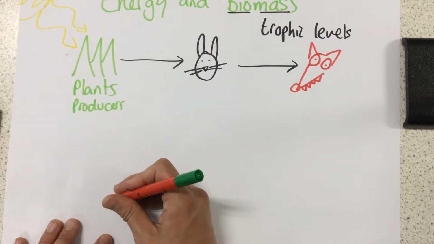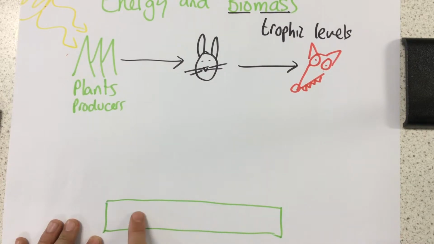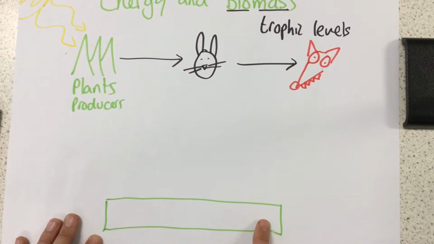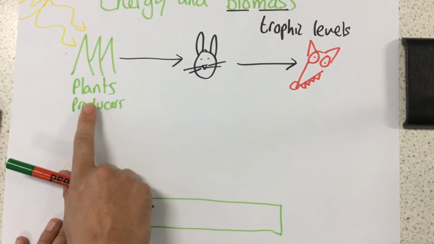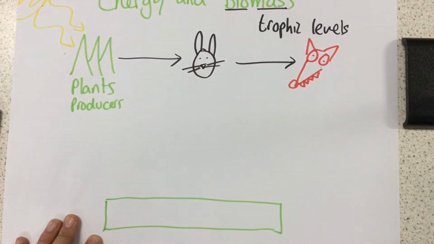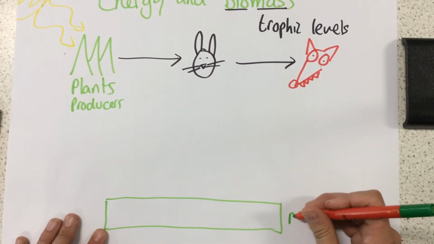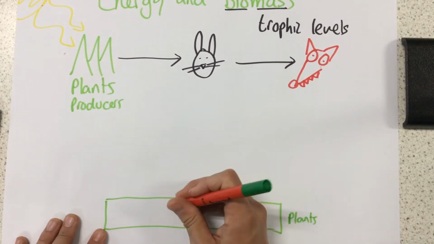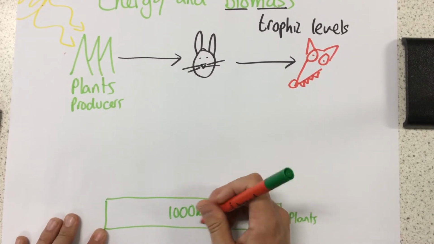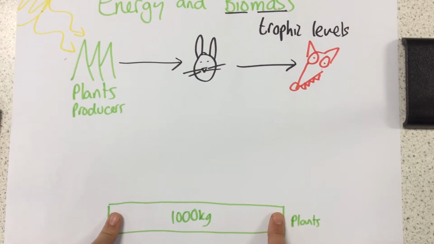Now, the bottom part of a food chain, the bottom part of a pyramid of biomass, is always the producer. So we start with a producer and then we work our way up the different trophic levels, okay? Now let's say these plants here, so these are our plants, let's say they weighed 1,000 kilograms. So all of these plants eaten by the rabbits weigh 1,000 kilograms.